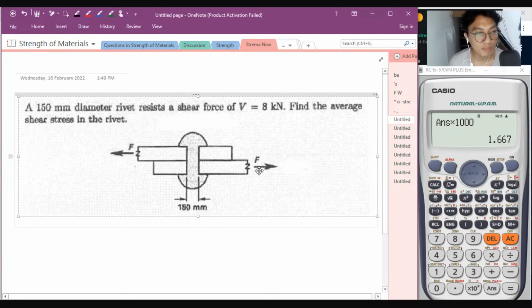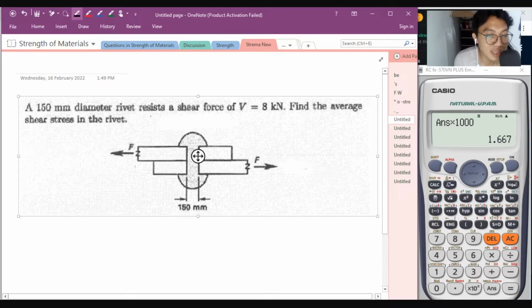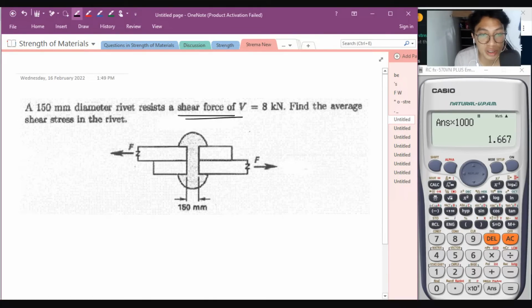A 150 mm diameter rivet resists a shear force. Shear, ibig sabihin, kinakat siya. Cutting force of V is equal to 8 kilonewton. So, 8 kilonewton each. Okay? Pag sinabing double shear, dalawa, i-multiply mo ng dalawa yung force. Find the average shear stress in the rivet. So, the rivet has a cross-sectional diameter of 150 millimeters.